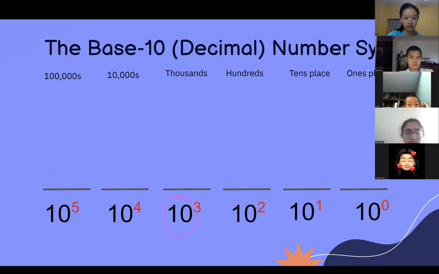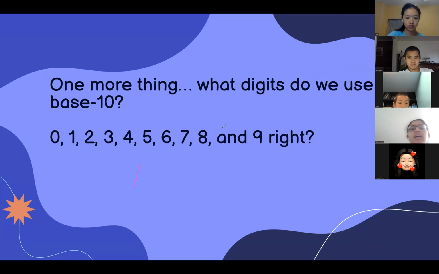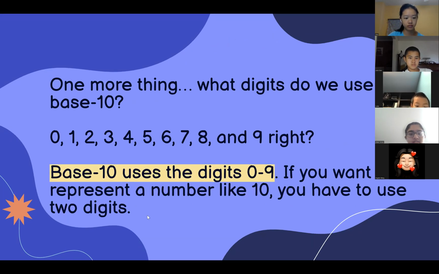Okay, and next slide. One more thing: what digits do we use in base 10? We use 0 through 9, right? So if you want to represent a number like 10 in base 10, you'd have to use 2 digits, because there's no single symbol for 10. There's no letter that we can use to represent 10. We'd have to use multiple digits because we only use 0 through 9 as our digits.